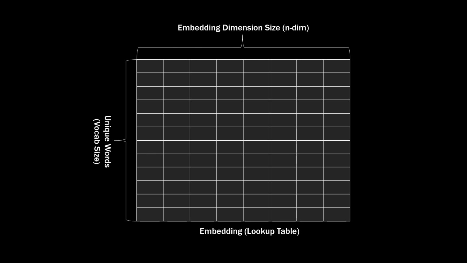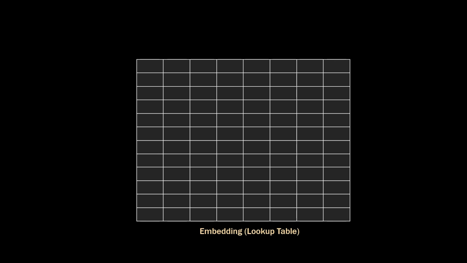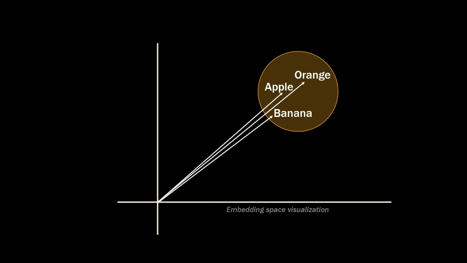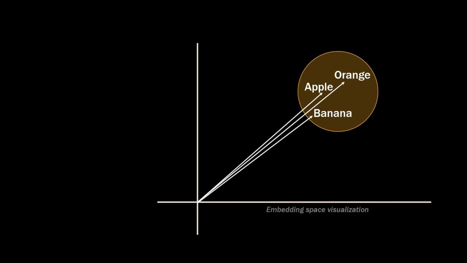These embeddings come from an embedding matrix, where the number of rows equals the total vocabulary size, and the number of columns represents the embedding dimensions. As we discussed in the previous video, each token has its own embedding lookup position. So words like apple, orange, and banana are close in embedding space because they are all fruits. The embedding has learned this relationship.